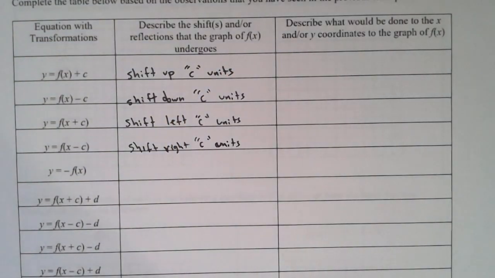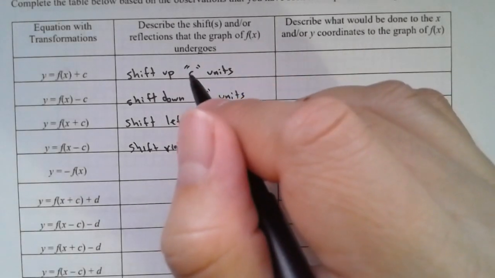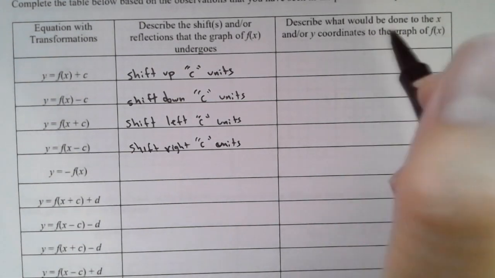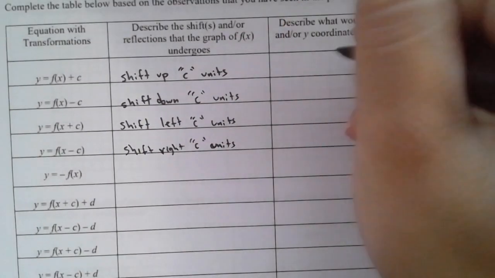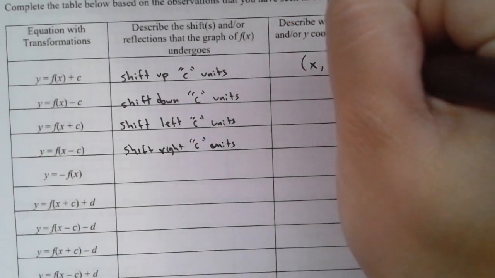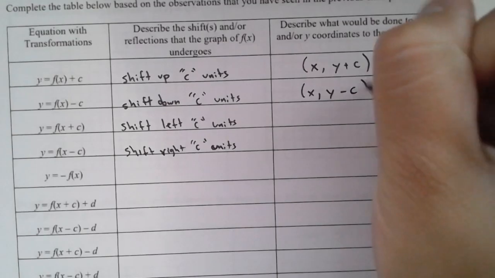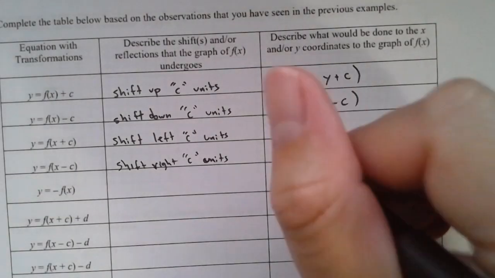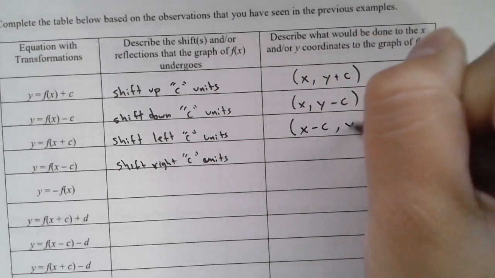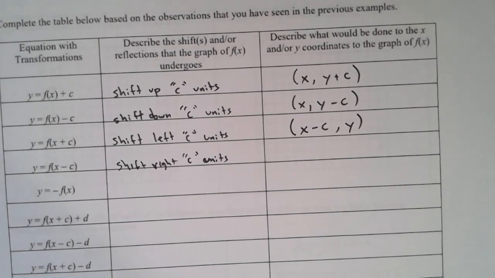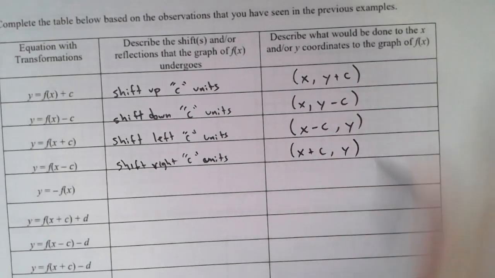Let's actually pause and do this one. If you shift up c units, describe what would be done to the x and or y coordinates of the graph. If you shift up c units, you have x comma y plus c. In this one you have x comma y minus c because you're shifting down. This one you shift left c units, so towards the negative side you're subtracting from x, so x minus c comma y. This time you're shifting to the right, so you have x plus c comma y.